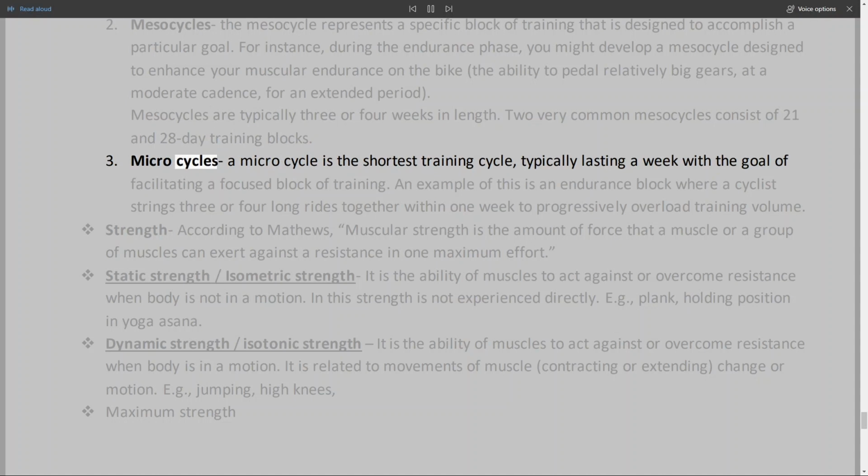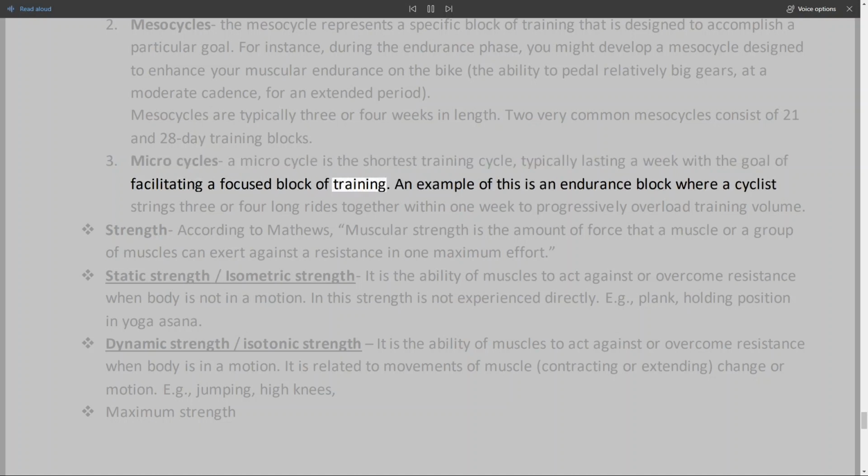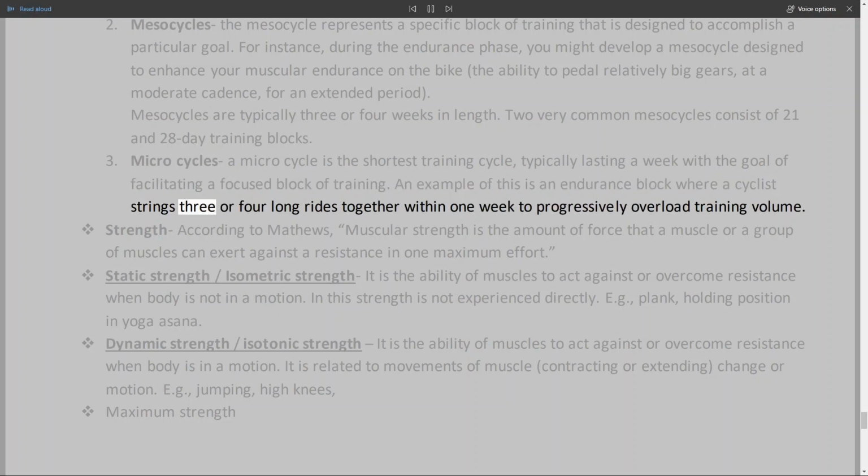3. Microcycles. A microcycle is the shortest training cycle, typically lasting a week, with the goal of facilitating a focused block of training. An example of this is an endurance block where a cyclist strings 3 or 4 long rides together within 1 week to progressively overload training volume.